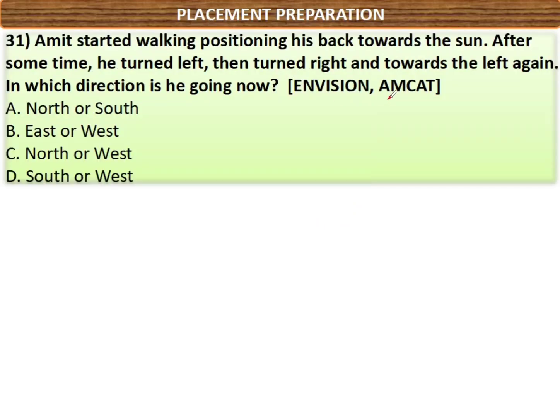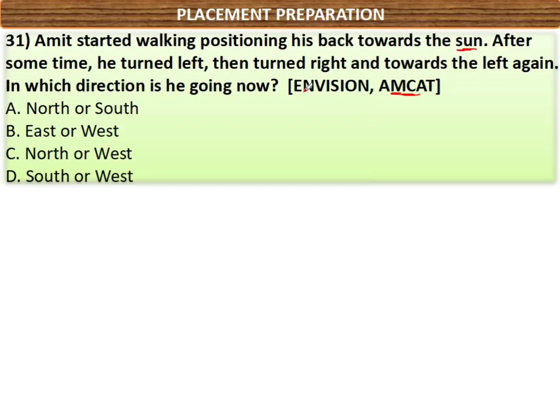Next question. It is an AMCAT question. Very important question. Amit started walking, positioning his back towards the sun. Suppose the sun is on the east side, means he is going towards the west side. The sun is on the west side, means he is going towards the east side. Now here they have not given whether it is morning or evening.